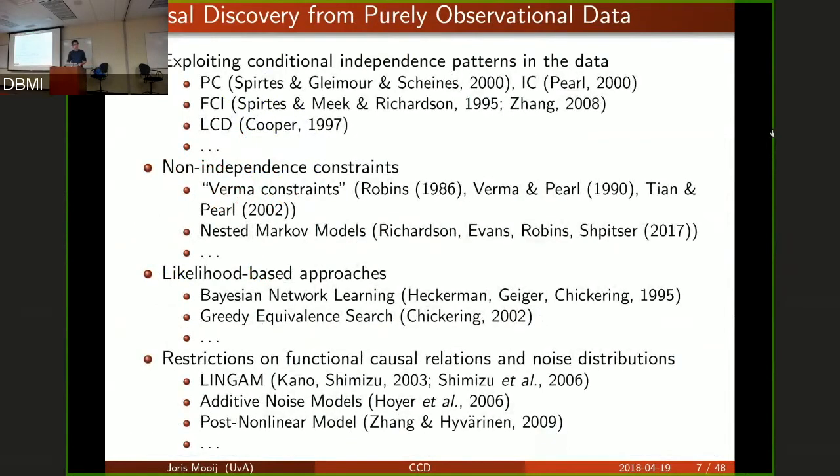Now, over the years, many methods have been proposed for causal discovery from purely observational data. There are too many to mention. I wrote down a few. Exploit conditional independence patterns, non-independence constraints like Verma constraints. You can try to exploit those. There are likelihood-based approaches, and there are other approaches that are not looking at independencies, but try to exploit restrictions on the functional causal relations or on the noise distributions.